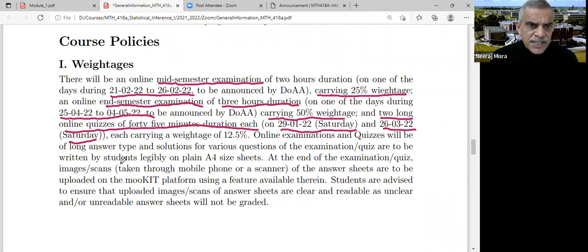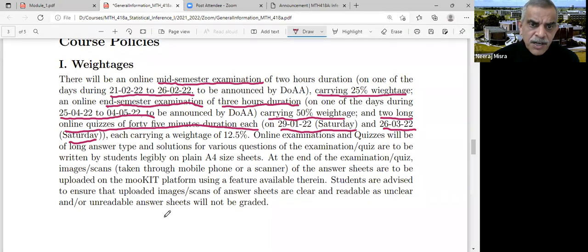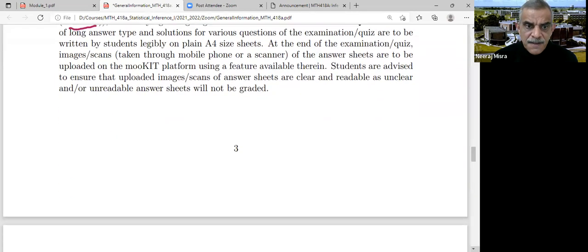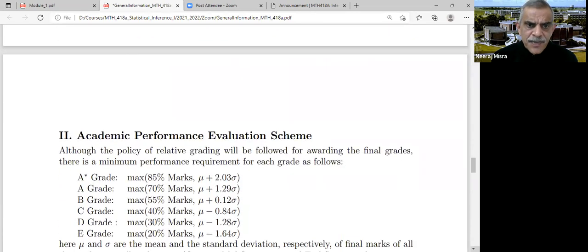So you have to write down your answers very clearly on an A4 size sheet. And at the end of the examination or the quiz, you have to scan those answer sheets and they are to be uploaded on the Mockit platform using a feature available there. You have to ensure that your uploaded images are clear and readable, as unclear or unreadable answer sheets will not be graded. This was about the course policy.